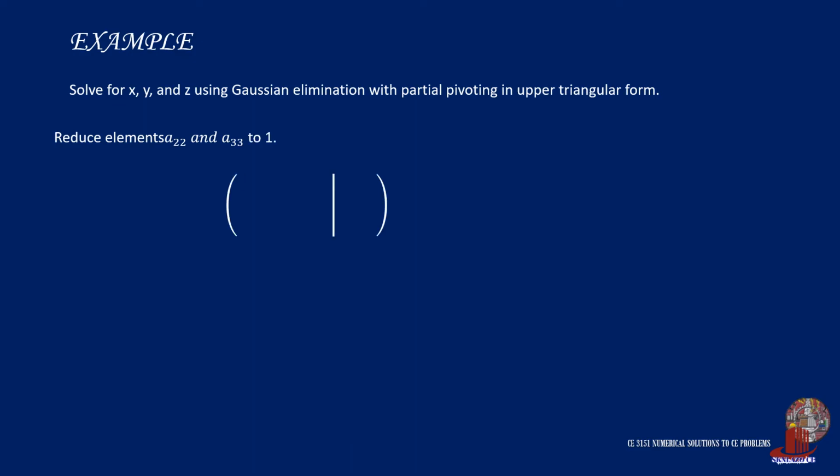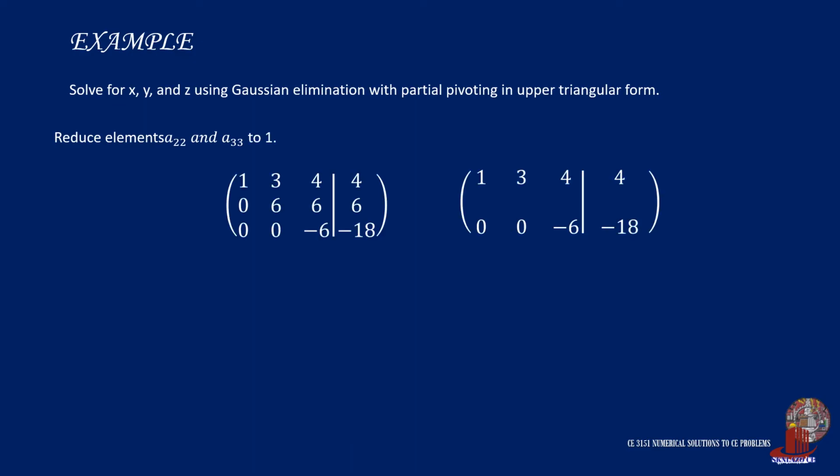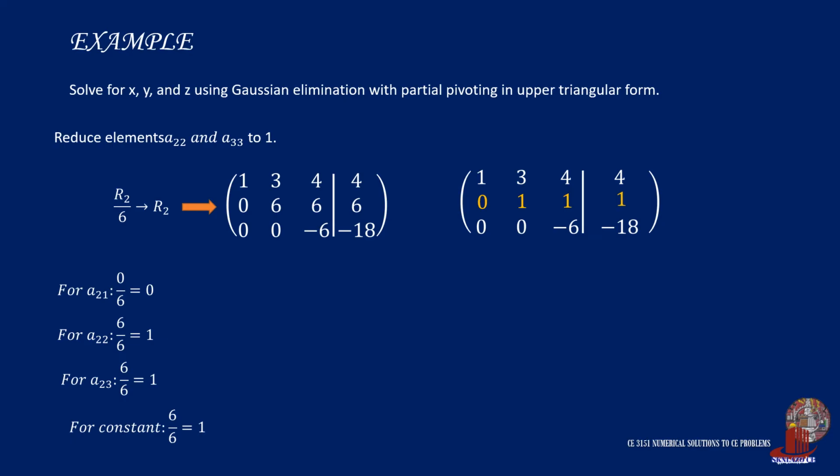So let's just do the reduction starting with element 2,2, and we can simply divide the second row by 6. That starts with element 2,1 with 0 divided by 6 giving 0. For element 2,2, there is 6 divided by 6 and that is 1. Next, with element 2,3, it is also 6 all over 6 or 1. And it is pretty much the same with the constant.